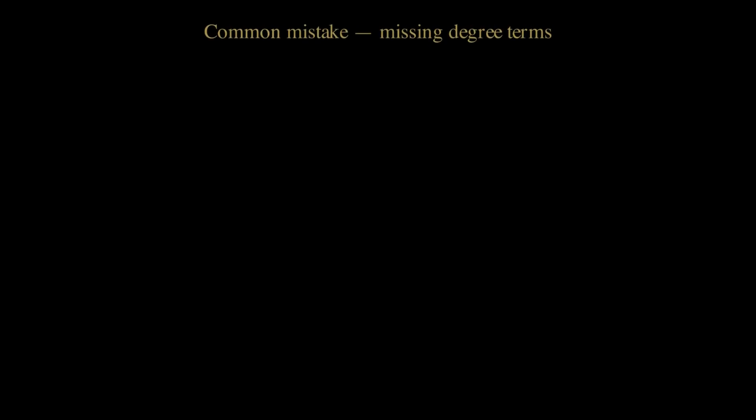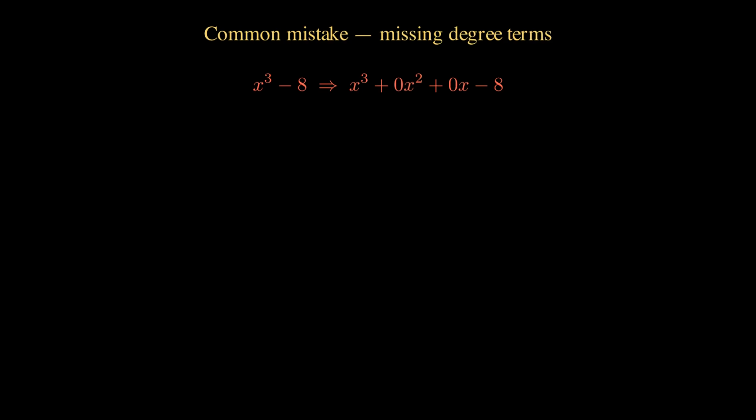Common mistake, skipping placeholder terms so your subtraction lines up wrong. If a degree is missing, insert 0x to that power before you start dividing. Another mistake is subtracting without distributing a negative across every term in the product row.